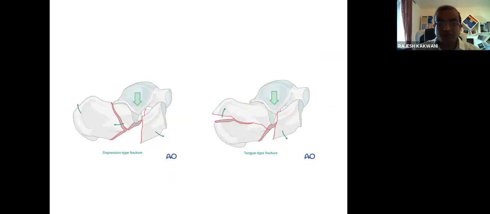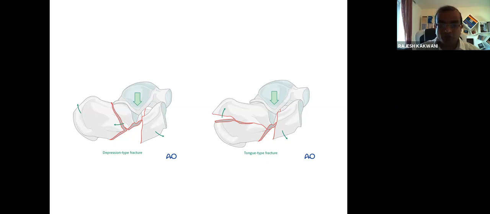Secondly, if the force is more, you can develop secondary fracture lines, which can exit just behind the posterior facet, which is called the joint depression type of fracture, or it can extend up to the posterior aspect of the calcaneum, which is the tongue depression type of fracture.